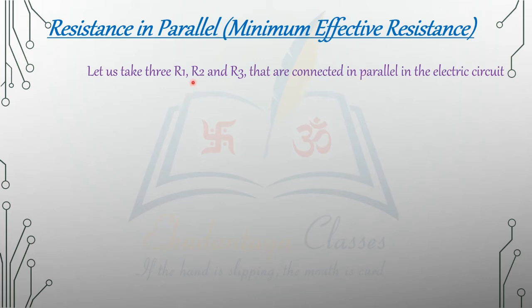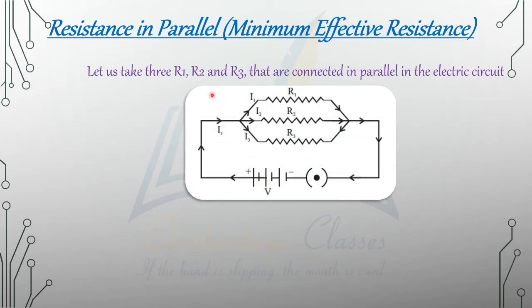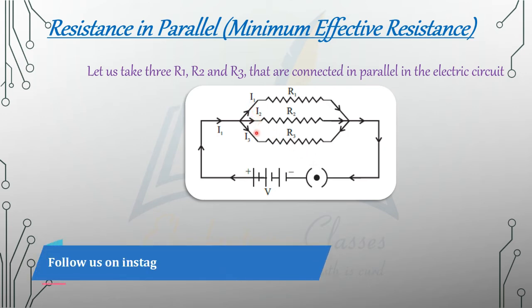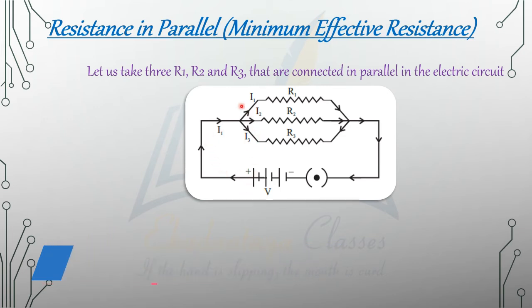Same, we take R1, R2, R3. See, this is R1, R2, R3. Here is the voltage source, this is the key, and this is the flow of electrons and current, that is I1, I2, I3. Here V will be constant in this circuit. You will come to know more in the next part.